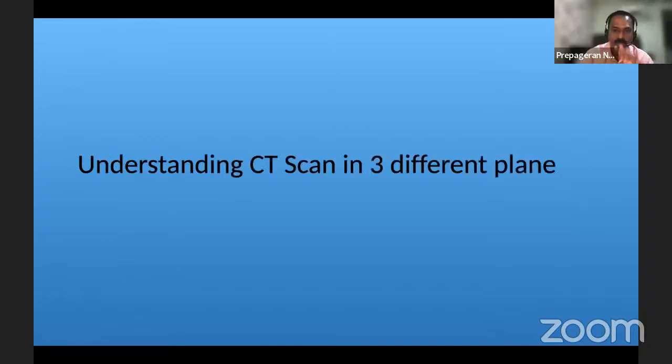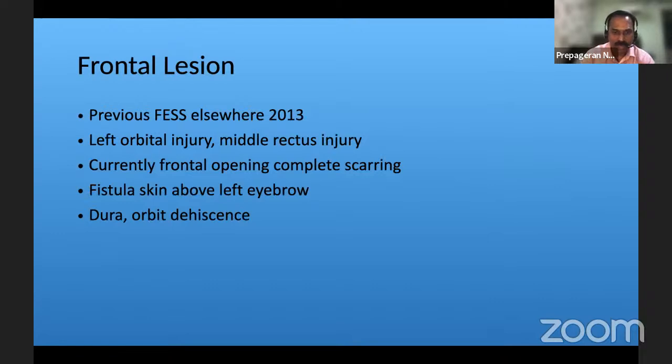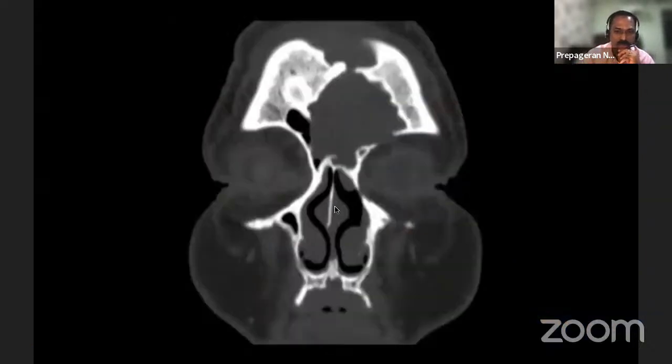Sure, perfect. So let's look at this case that's got a CT scan in three different planes. Interesting case. This patient has had FESS done somewhere before in 2013, and he has got a left orbital injury with a medial rectus injury, and now he comes with a fistula. There's a discharge on the left eyebrow here. That's all his symptoms are. So we know that he's got a dural and orbital dehiscence.